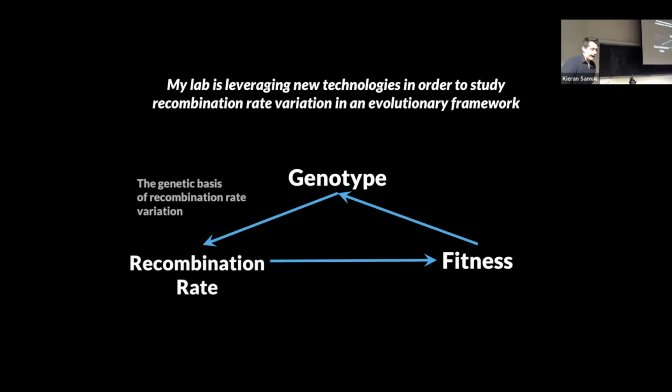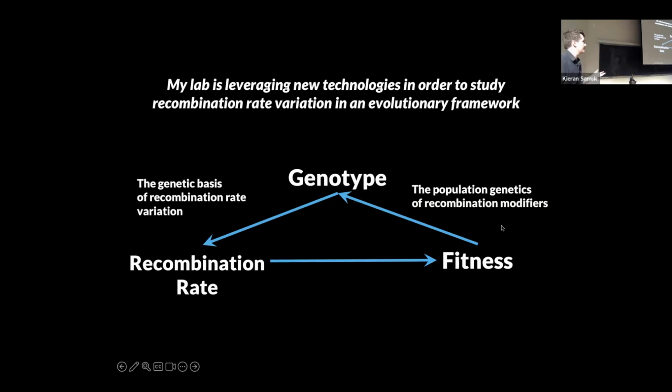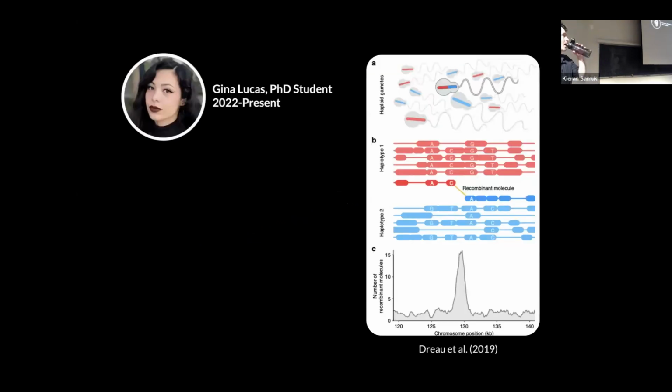We're interested in identifying the genetic basis of this variation. We're interested in studying the population genetics of recombination modifiers in natural populations. And really, we're very, very interested in identifying what the potential source of selection might be on recombination rate in the wild.